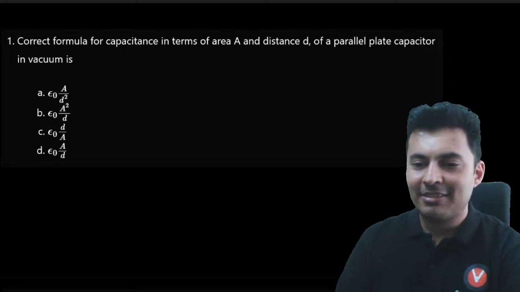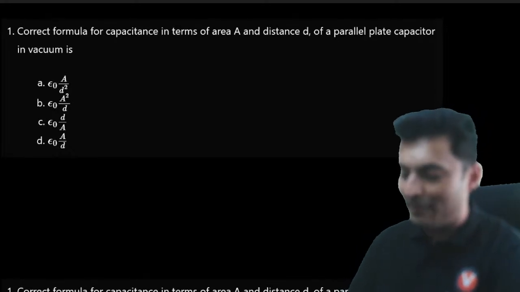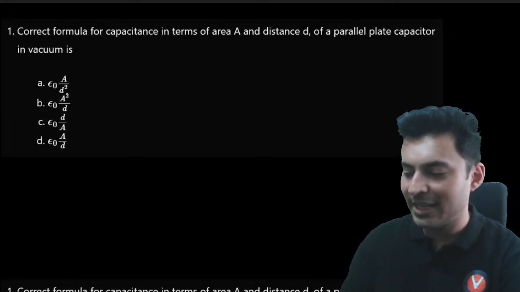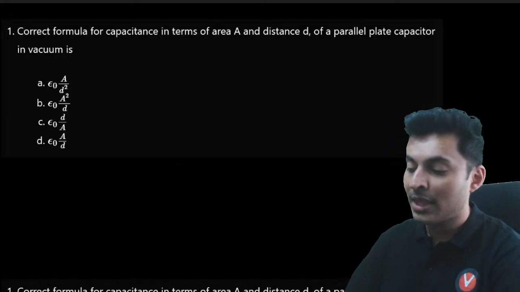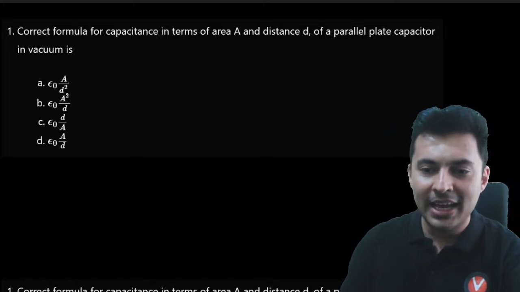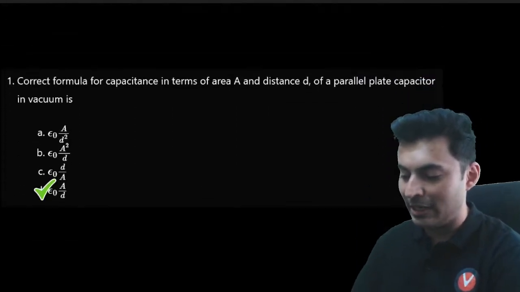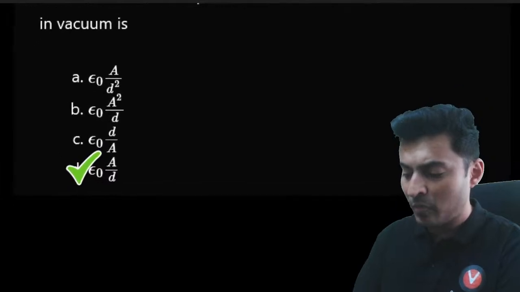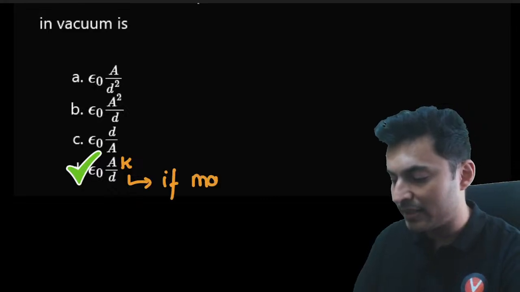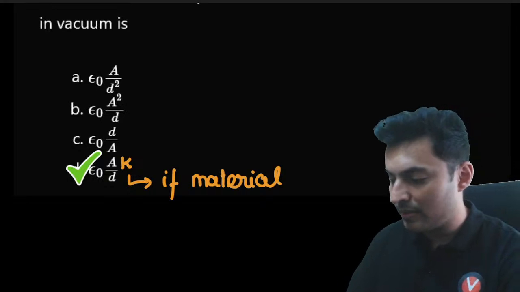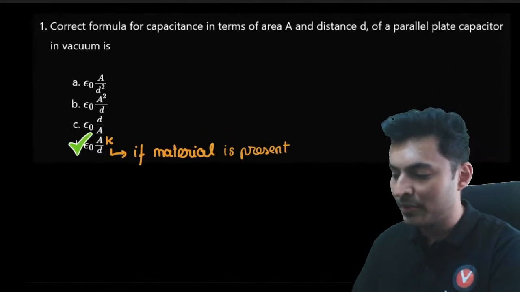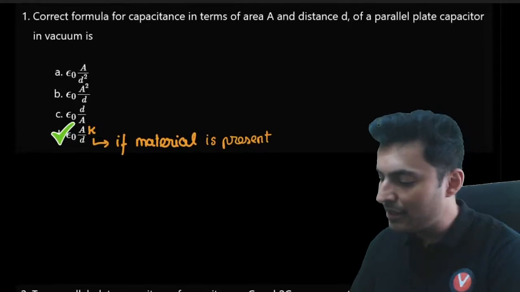What is the correct formula for the capacitance, in terms of area A and distance D, of a parallel plate capacitor in vacuum? Epsilon naught A by D. And if by chance there is a dielectric material present, then put K also. Very good. Moving on.